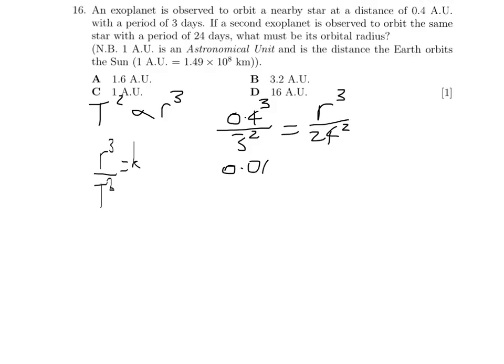So the more distant planet has a time period of 24 days. So when we put those numbers into our equation, then here we've got this is equal to a constant, and this is going to be equal to the same constant, so that's how we can equate them in this equation.